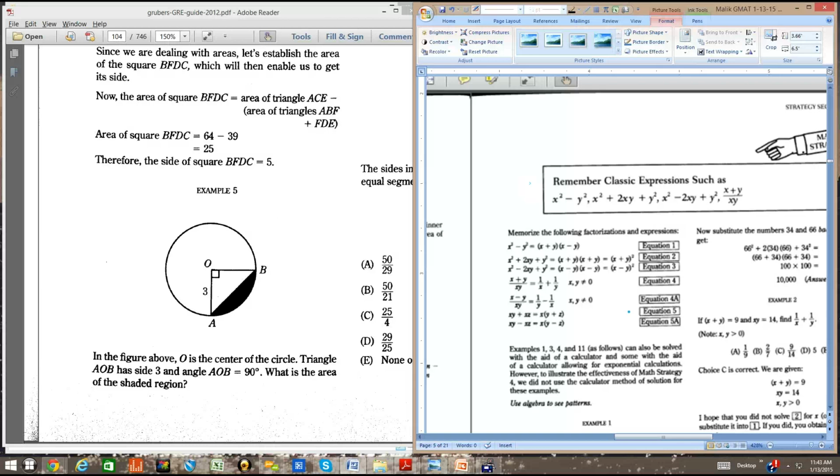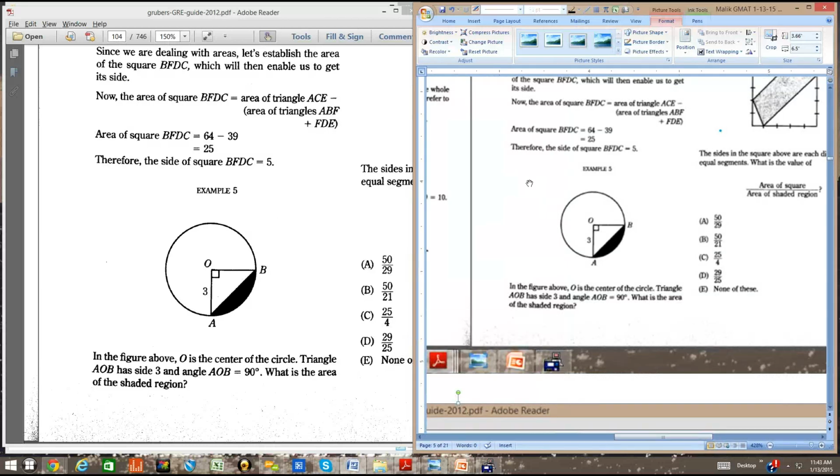All right. This question, example 5 here. This triangle has. Okay, so you know that OB and OA are radii, and the radius is 3, right? They're 3. So how do you do this?